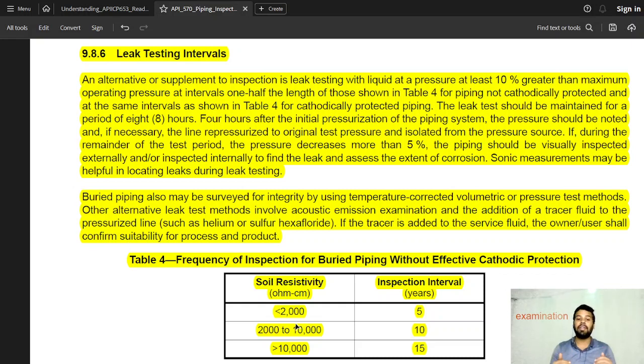That means whatever is written in this is for cathodic protection. If there is no cathodic protection, then you can use the without cathodic protection table. If cathodic protection is done, then it is half the length which is given in Table 4.